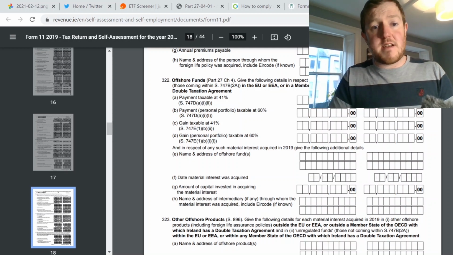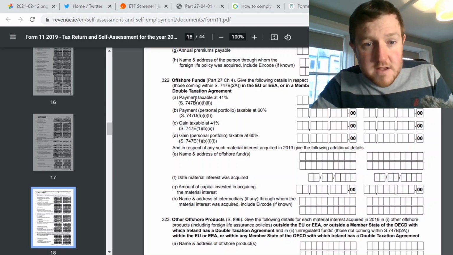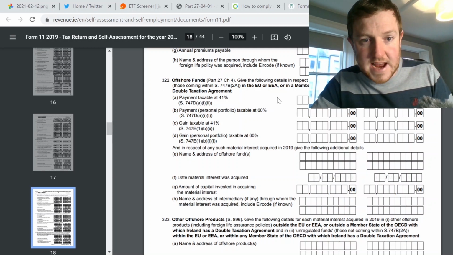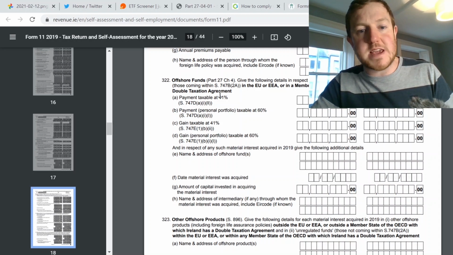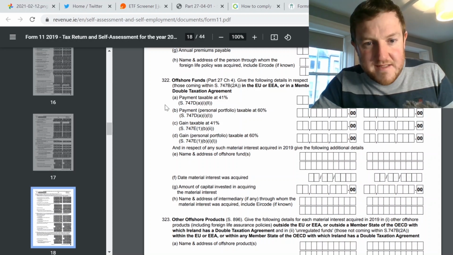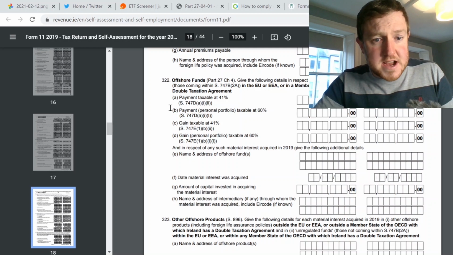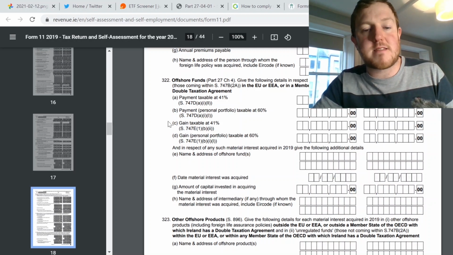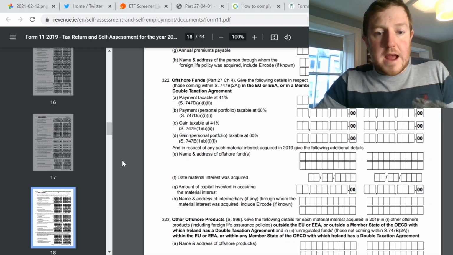So it's very easy. Say for section A here, payments taxable at 41%, that is any dividends that you would have received in the year. Section B here is not relevant. That's for a specific type of fund. And then section C here is where you put in the profits that you would have made on your ETF. And that's pretty much it.